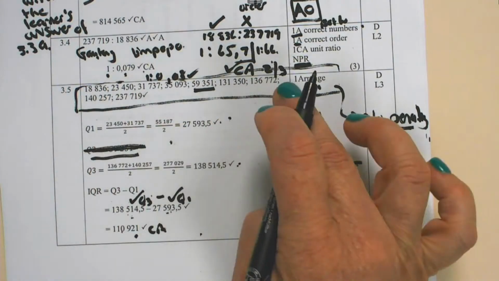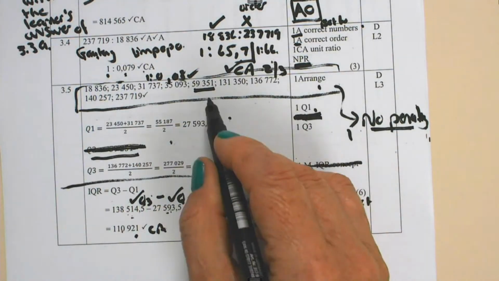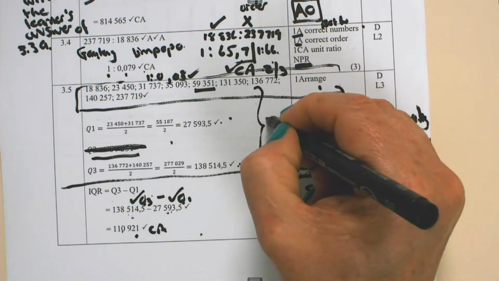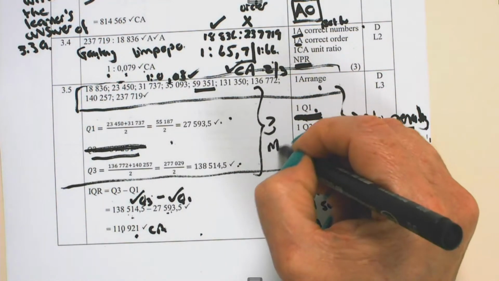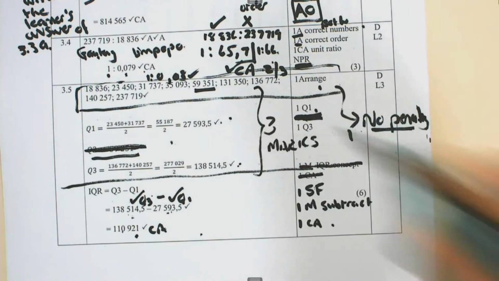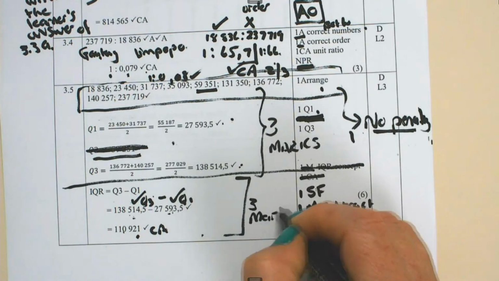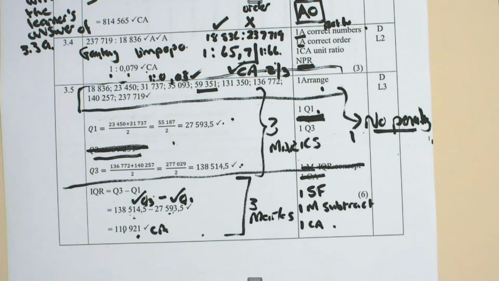If they did not arrange, but they worked out Q1 and Q3 correctly, then this part can count 3 marks. This part here will count the other 3 marks. Learners don't have to show the arrange.